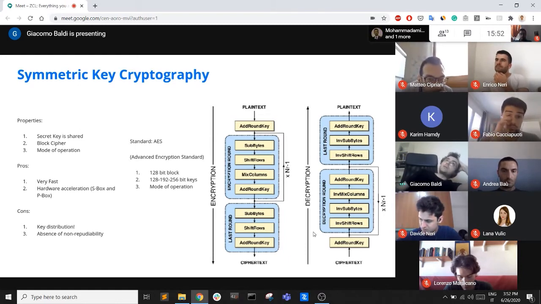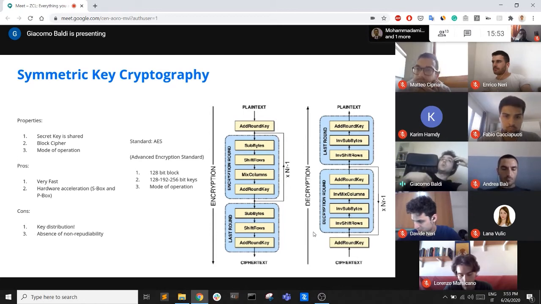From the cons side, the secret keys are the problem, because you need to distribute them. If I want to talk secretly with Matteo, I need to have a key, and Matteo needs to have the same key, and this key is only used between the two of us. It's the one that I use to communicate with Matteo, that Matteo uses to communicate with me. But if I want to communicate with Andrea, I need another key that only me and Andrea share.